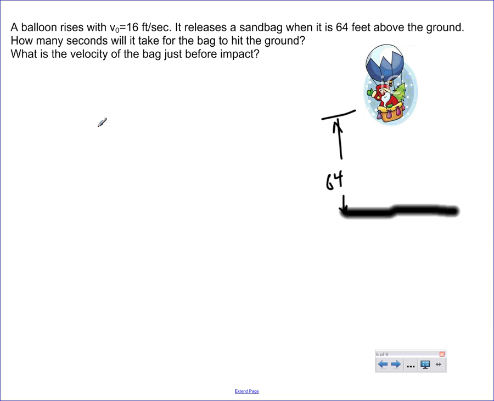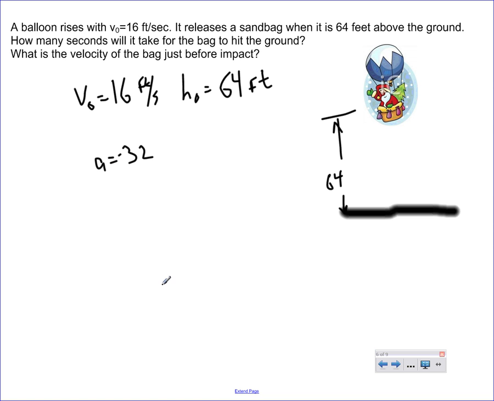Okay, so here's what we know. We have an initial velocity of 16 feet per second. We have an initial position, h sub 0, of 64 feet. Since we're talking about feet, my acceleration is 32 feet per second squared, and it's negative. So there's where we start.